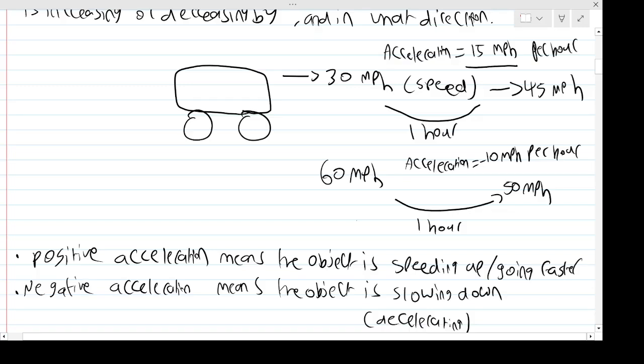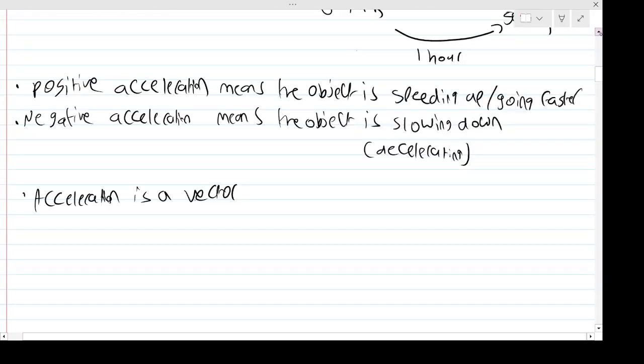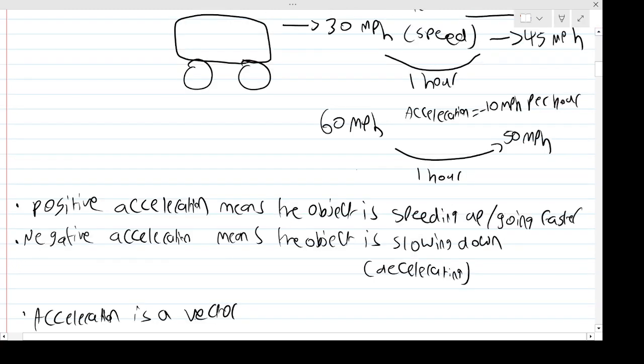Acceleration, like with displacement and velocity, acceleration is a vector. Okay? And there we are. So that's the idea of acceleration. It tells me how much the speed of something is going up or going down by. So it essentially tells me if something is speeding up or slowing down.